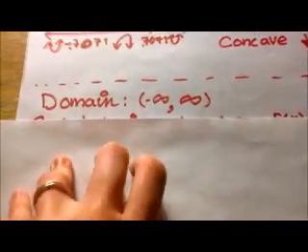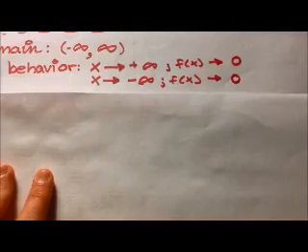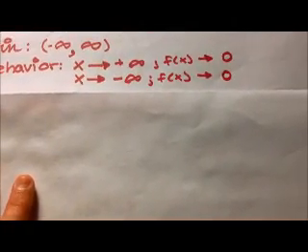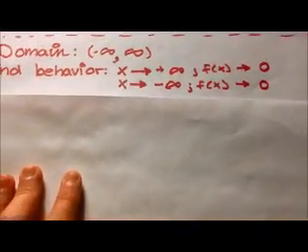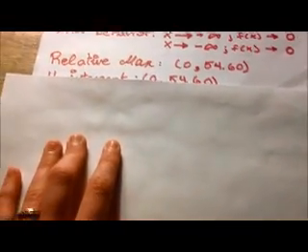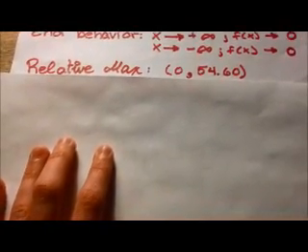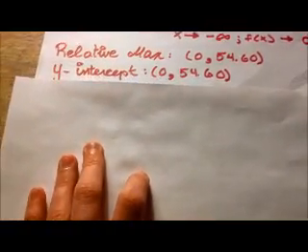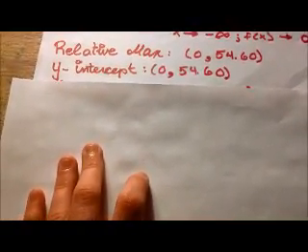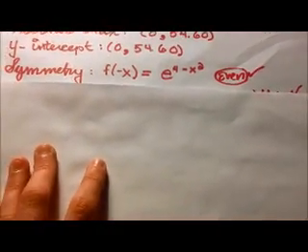So I have the domain of negative infinity to infinity, because you can plug in anything really. And then the end behavior: as x approaches positive infinity, y is going to equal 0, and as x approaches negative infinity, y is also going to equal 0, because that's how the e-graph looks. So my relative max from before is 0 and 54.6, that was my critical point where it went from up to down. And then my y-intercept is 0 and 54.6. My symmetry gave me even.